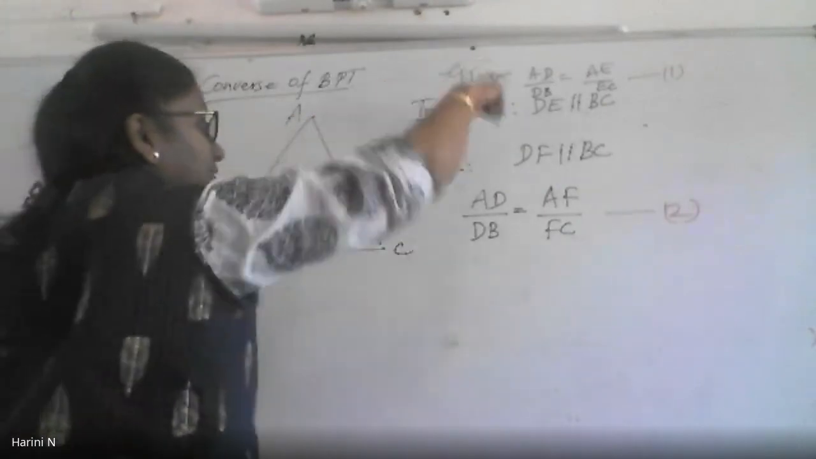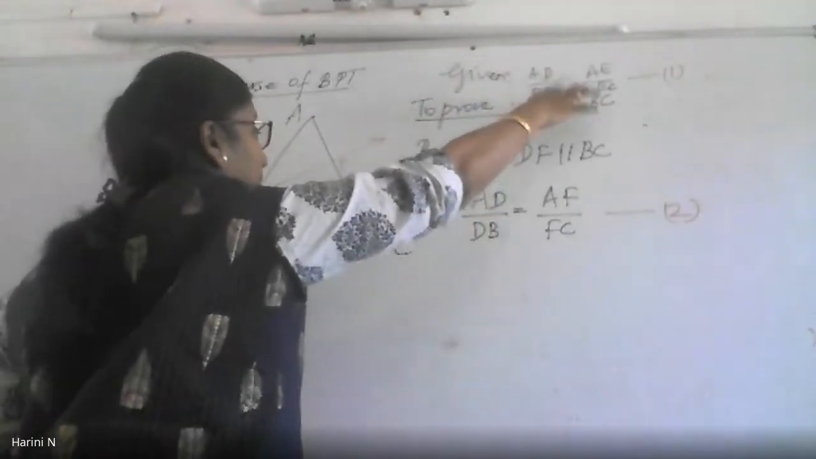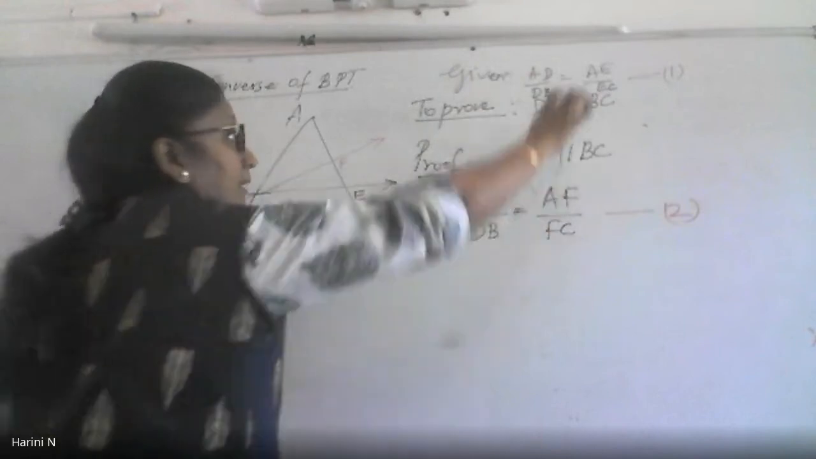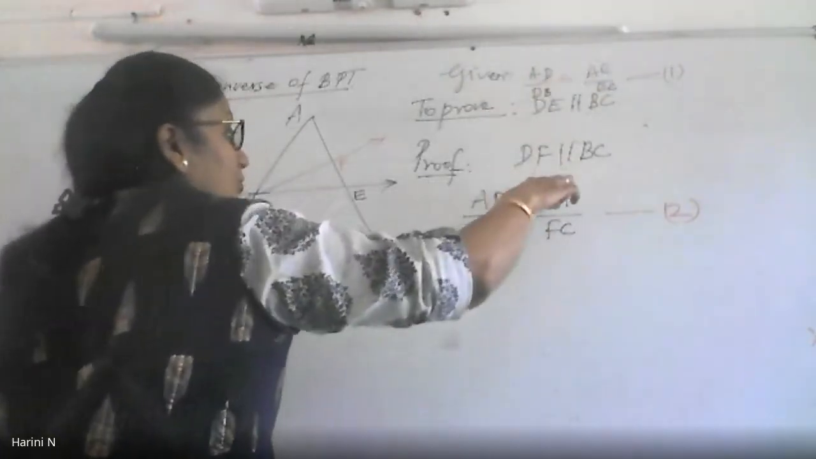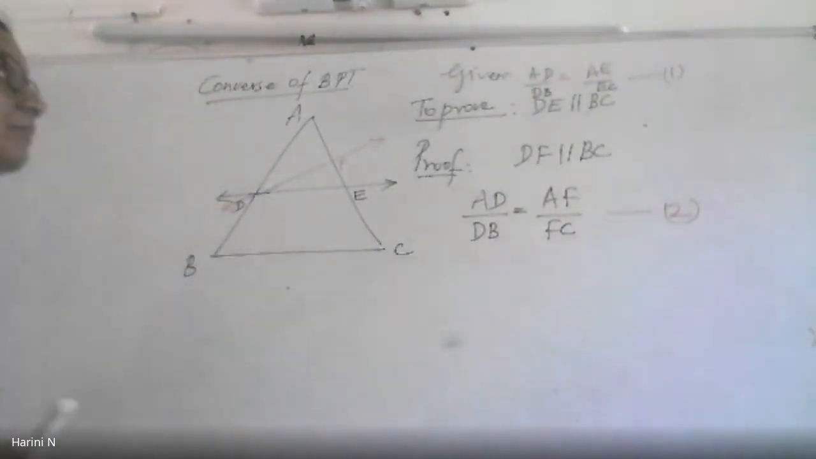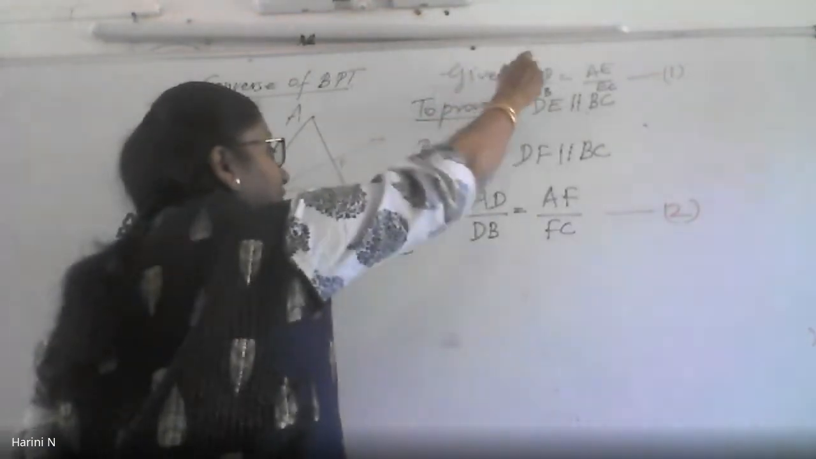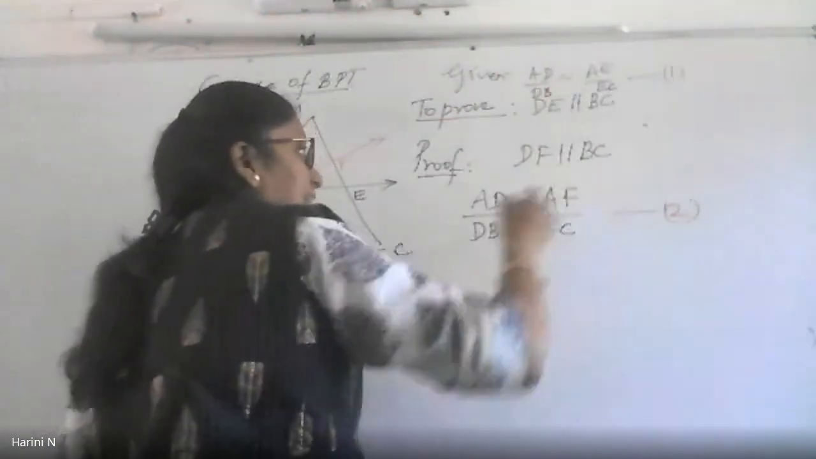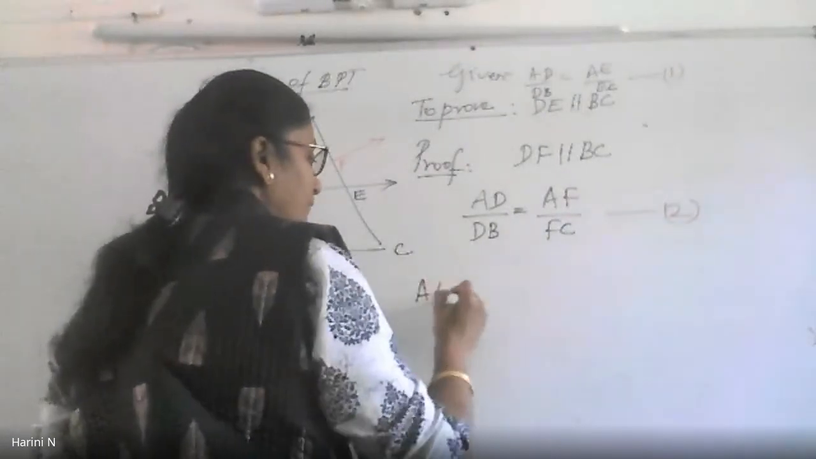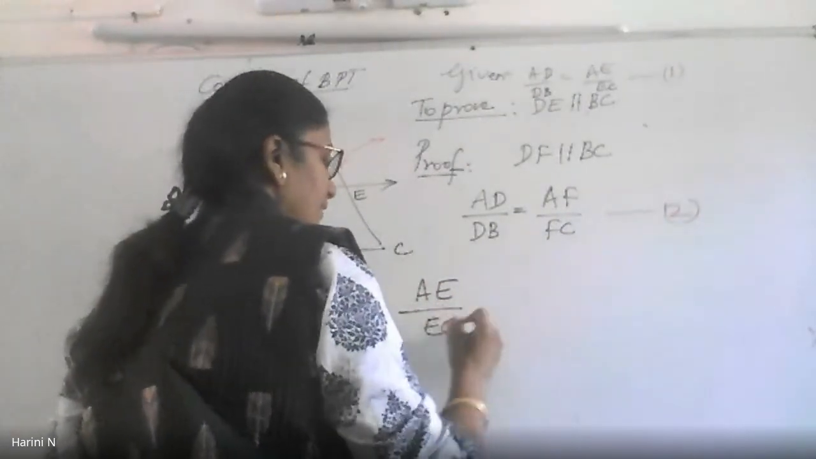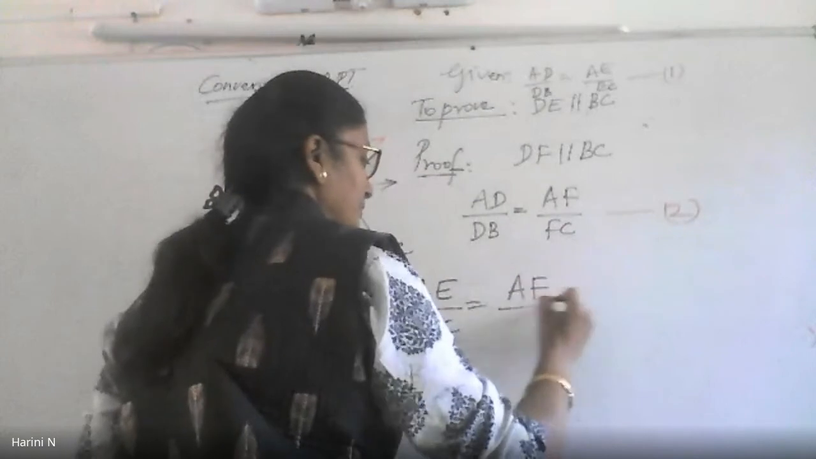So look at my equation 1 and 2. The left hand side, AD by DB, AD by DB. There you have AE by EC and here you have AF by FC. So what I am going to do here is, I am going to add 1 to both the sides of the equation and see what is going to happen. Because the left hand sides are equal, my right hand sides will become equal. From 1 and 2 I have AE by EC is equal to AF by FC.